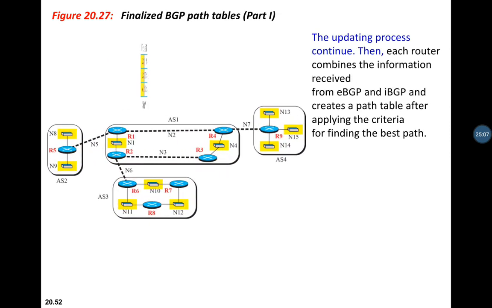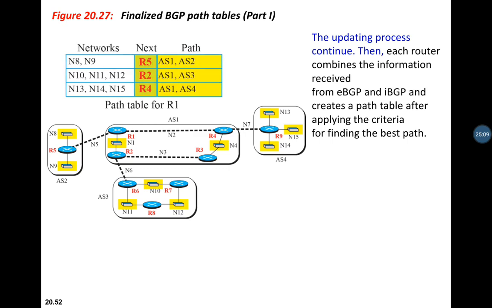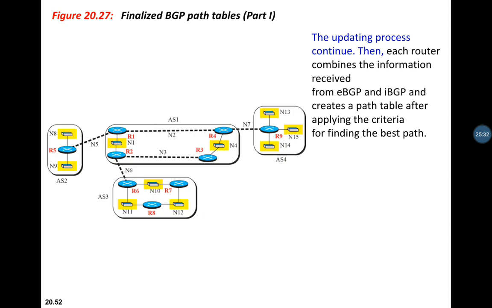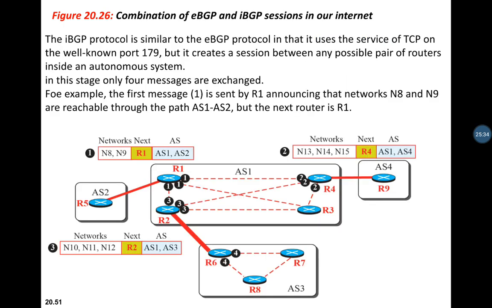Next is about the BGP path tables. We have to see the BGP path tables, then also the path attributes, how we can inject the information into the intra-domain routing, and also the different attribute types and route selection, which will be continued in the next class. So I hope you have understood these concepts.